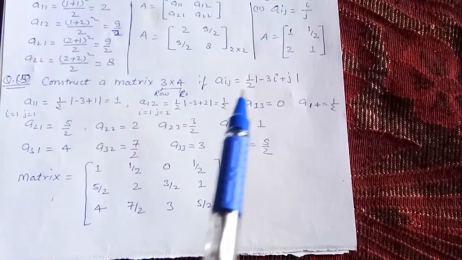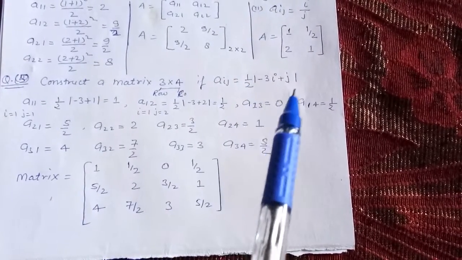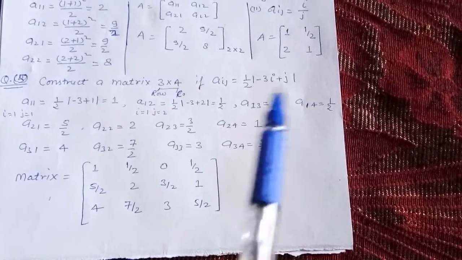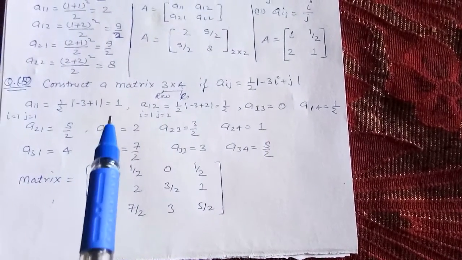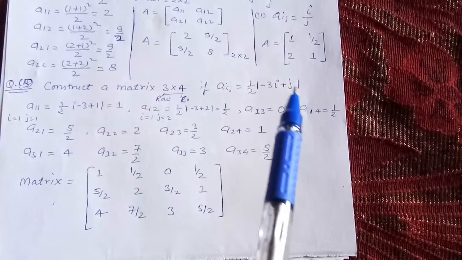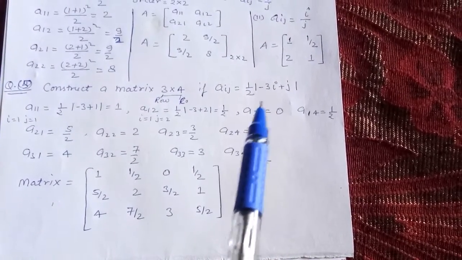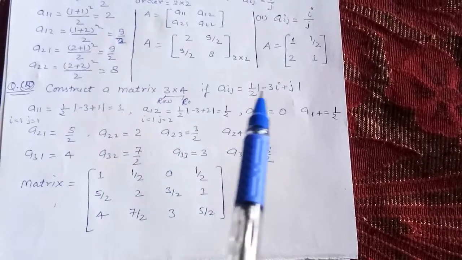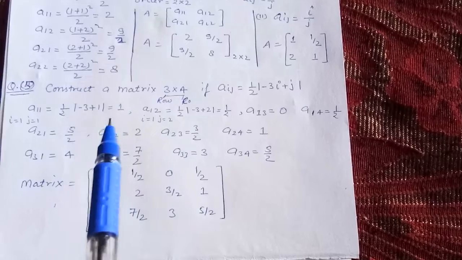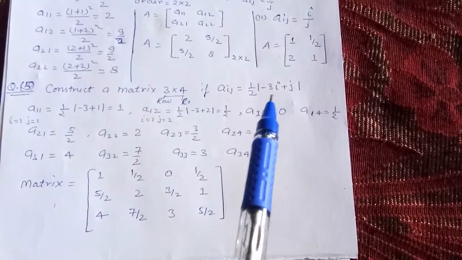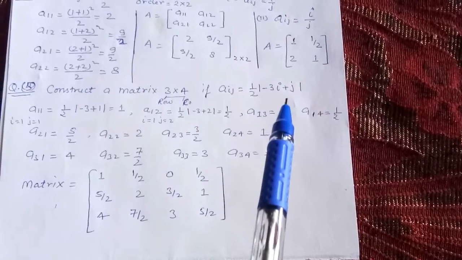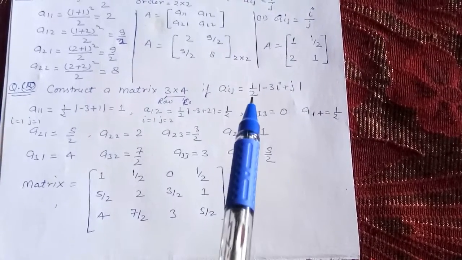And a_ij is 1 by 2 mod of 3i plus j. Mod means modulus. I think you should know about the mod. If any quantity is inside this modulus, then it will give a positive result, right? Suppose there is a negative inside it, then it gives a positive result. If -5 comes, the mod will give 5, and if it is -10, its mod becomes 10, right?